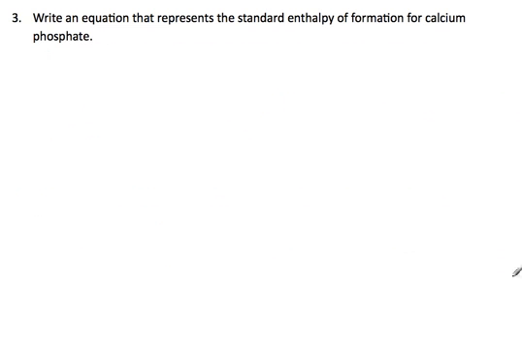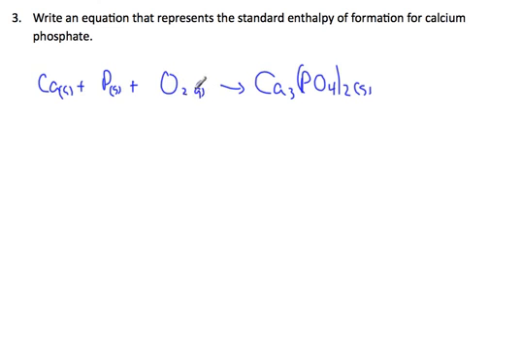Okay, one last one. Let's have a look at this one. So write the enthalpy of formation for calcium phosphate. Well, here's the compound, calcium, charge of 2, phosphate with a charge of 3. So I have 2 of them, and that's a solid. And what's it formed from? Well, it's formed from calcium solid. It's formed from phosphorus, which is also solid, and it's formed from oxygen, which is a gas.